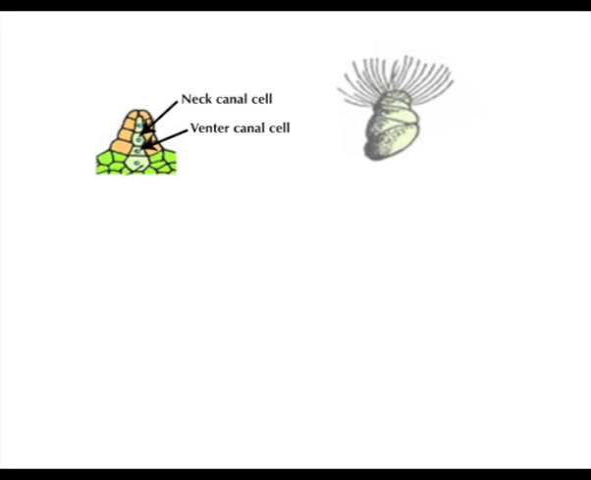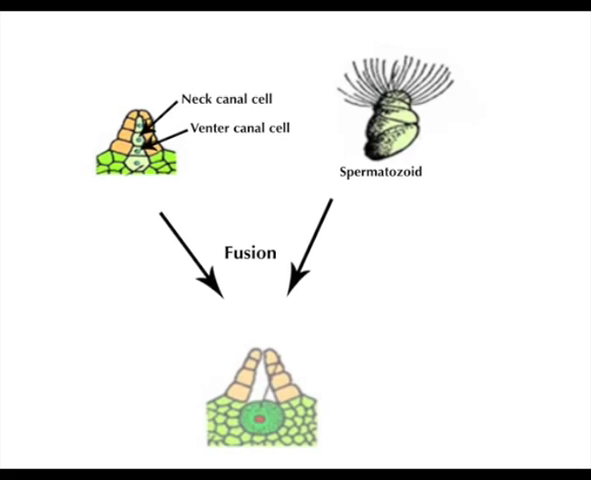Before fertilization, the neck canal cells and ventral canal cell disintegrate and form a passage for the entry of antherozoids. The disintegrated mass of these cells contains malic acid, which attracts freely swimming antherozoids towards the neck of the archegonium. Although many antherozoids move towards an archegonium, only one of them swims into it and fuses with the egg.